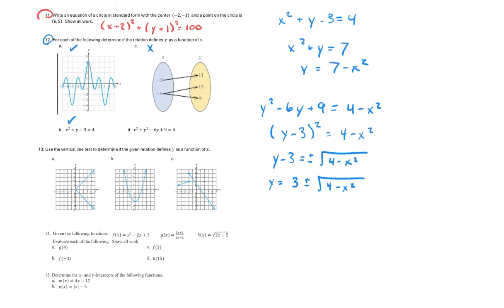If I plug in 0, y of 0 is going to equal 3 plus the square root of 4, which is 5. But it could also equal 3 minus the square root of 4, which is 1. So we got two different outputs for this one input. So because of this, D is not a function.